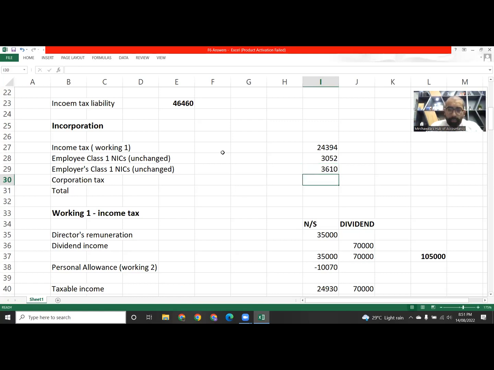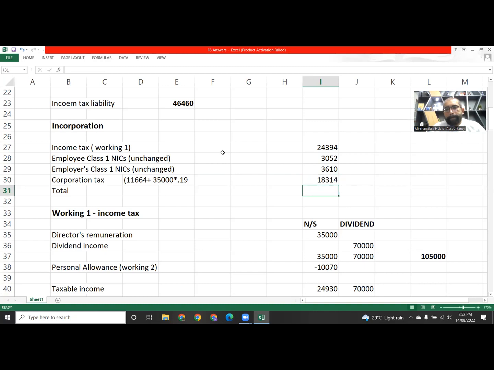Okay, and now what about the corporation tax? I already explained it to you through the pen. Existing corporation tax plus 35,000 times 19%. Existing corporation tax was 11,664 plus 35,000 times 0.19. So let's do it. Equals 11,664 plus 35,000 times 0.19.